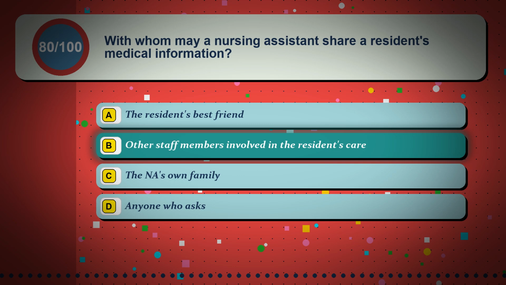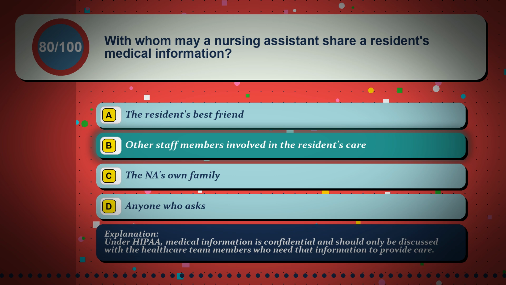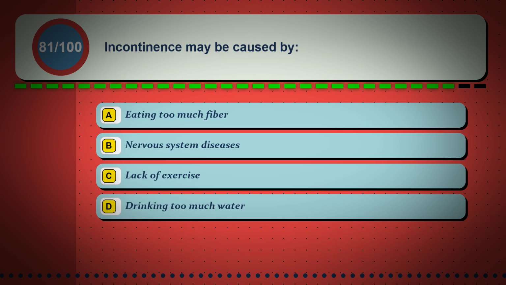The correct answer is option B, other staff members involved in the resident's care. Under HIPAA, medical information is confidential and should only be discussed with the healthcare team members who need that information to provide care. Question 81.